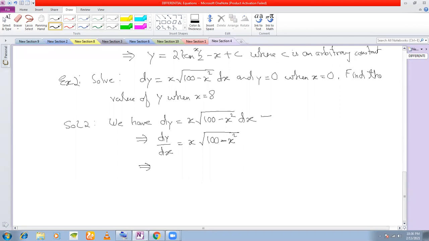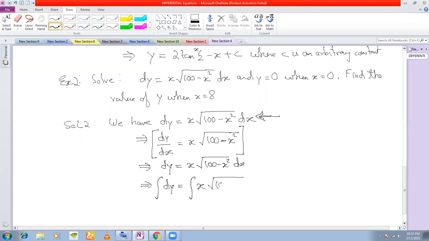I just wrote this for you to check whether this is dy/dx is equal to f(x) form or not. But actually we shall be working with this only. So let's write this once again. dy is equal to x root 100 minus x square dx. Now I integrate both sides. That means integral dy must be equal to integral x root 100 minus x square dx.